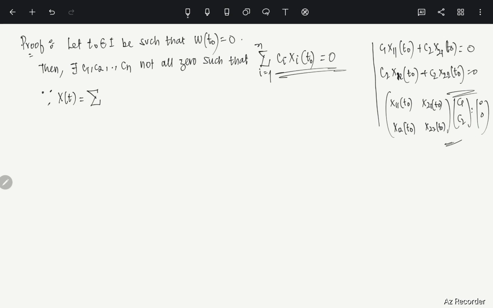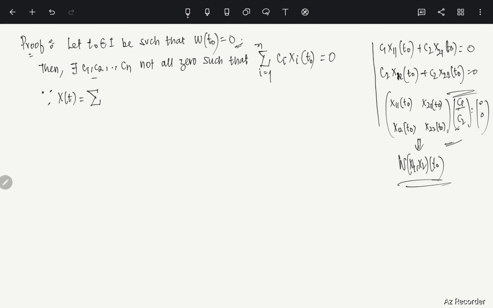Now this is a system, and this system is basically what I wrote in compact form. This quantity is nothing but the Wronskian of x1, x2 at the point t naught. If this Wronskian is given to be 0 at the point t naught, what does that say? It says that this system has a non-trivial solution, so at least one of the Ci's is non-zero. So that is what I wrote here. Now you have this set C1, C2, Cn such that at least one is non-zero.